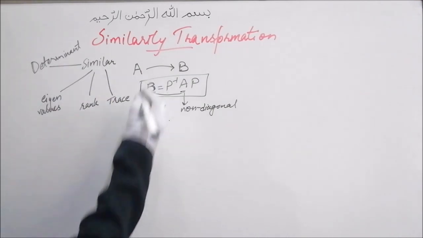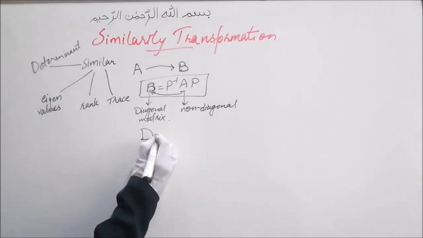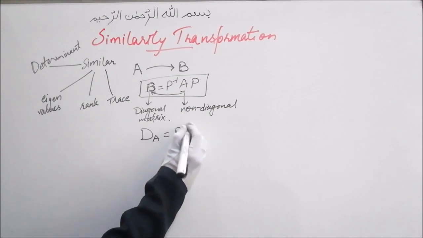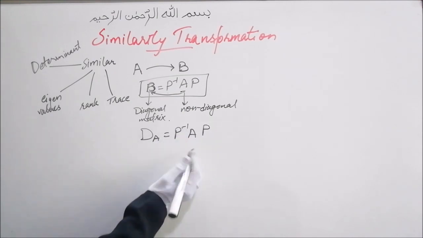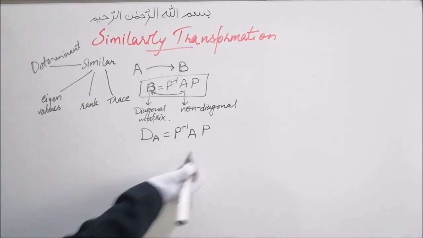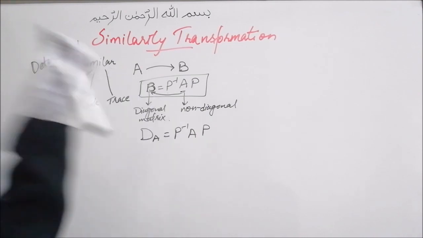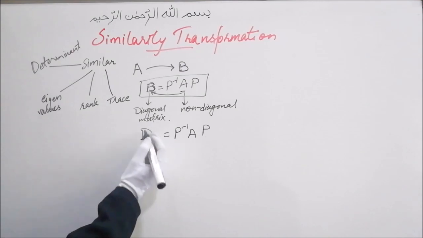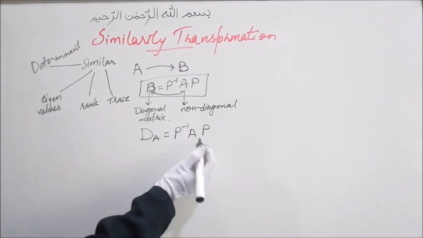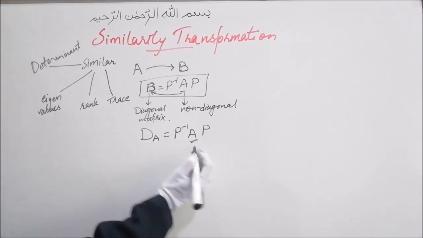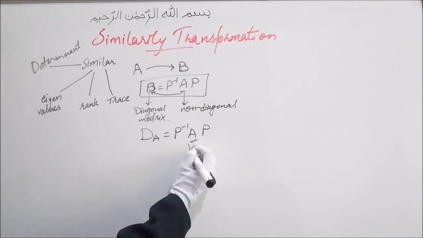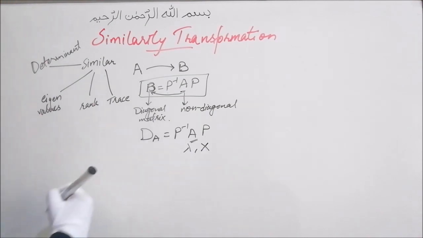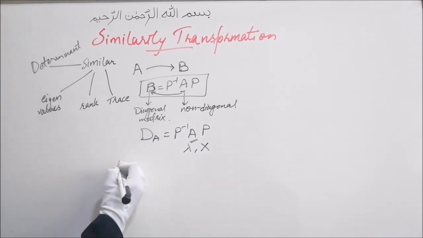So thus we can also write this as the diagonal matrix of A will be equal to P inverse A P, because after all this is a non-diagonal matrix and this is the diagonal matrix of this matrix A. How do you find P or dA here? First, we are already having A. So for A we will find the eigenvalues and the eigenvectors. Put those values to get P.